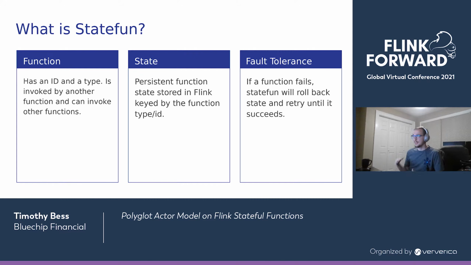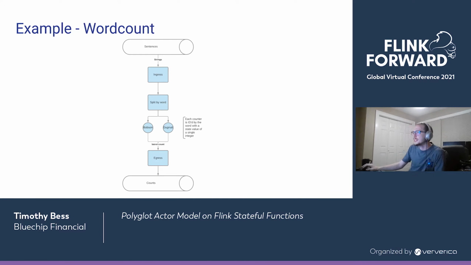But then I guess the downside is if you have a bug, it'll just sit there retrying until you fix it, I suppose. So a good example of an app that people usually build with Flink is Wordcount, because counting in Flink is really easy because you have atomic state.